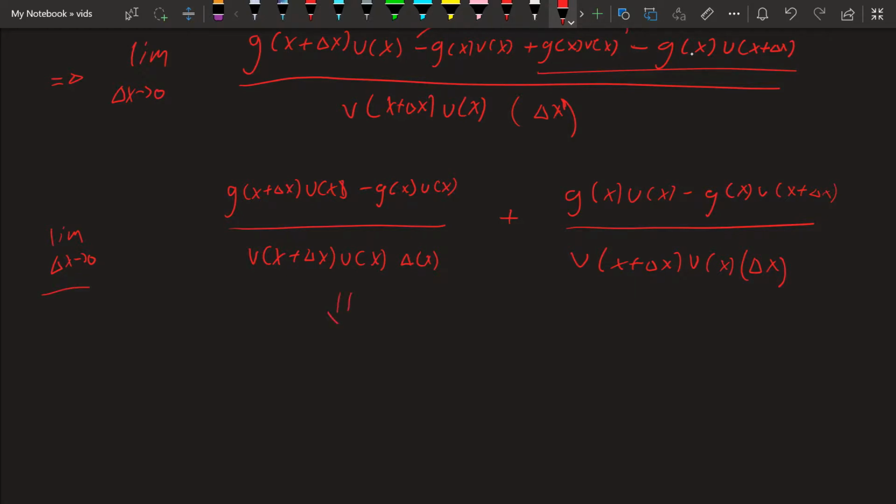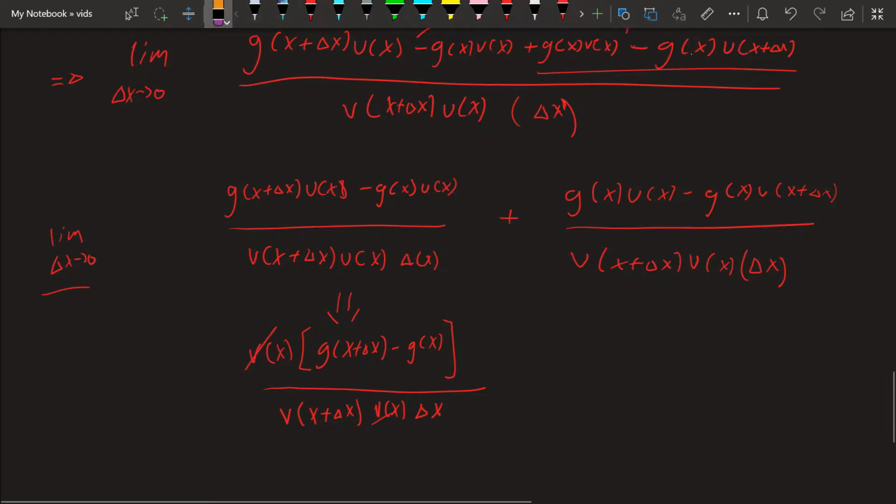So here we can obviously factor something out, can't we? We can factor out v of x, right? So let's factor out v of x. We're going to get g of x plus delta x minus g of x, close the brackets, over v of x plus delta x multiplied by v of x multiplied by delta x. So here we can actually cancel this and this out, right? So let's cancel them out. So this goes away and this goes away. Let's write the limit.